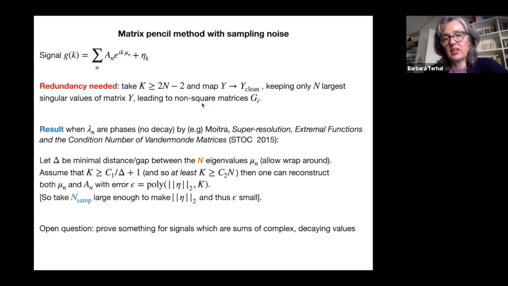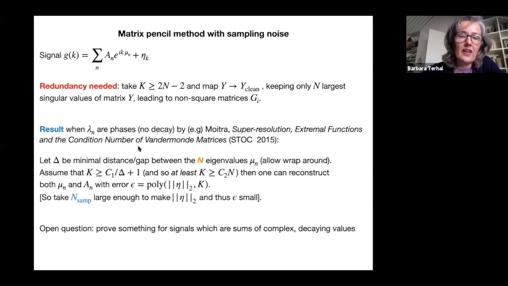There are several techniques for dealing with noise. One thing we implemented was to map y to something we call y clean, in which we only keep the n largest singular values. We know there are n frequencies in the signal, so we need to end up with n numbers. By keeping only the largest singular values, we throw away the singular values that are only there due to noise. But then in general, you have non-square matrices. And then there is a result. Maybe there's one result, and there's actually another paper, but we didn't study this.